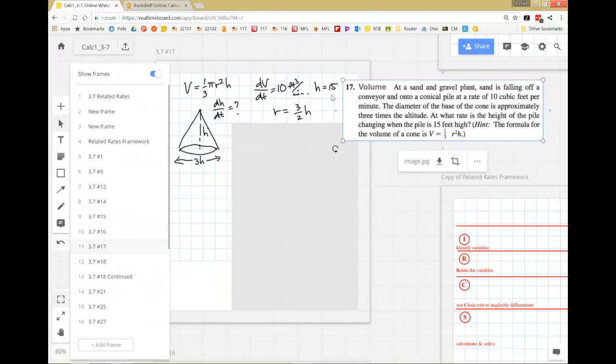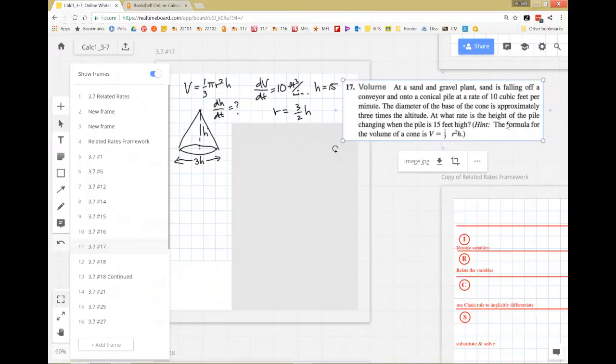Let me explain to you where I got this r from. r equals 3/2 h. Well, the diameter of the base is 3 heights, 3h. The radius is half of that. So if you just take 3h divided by 2, you're going to get this 3/2 h. Okay, so that's where I got that from.